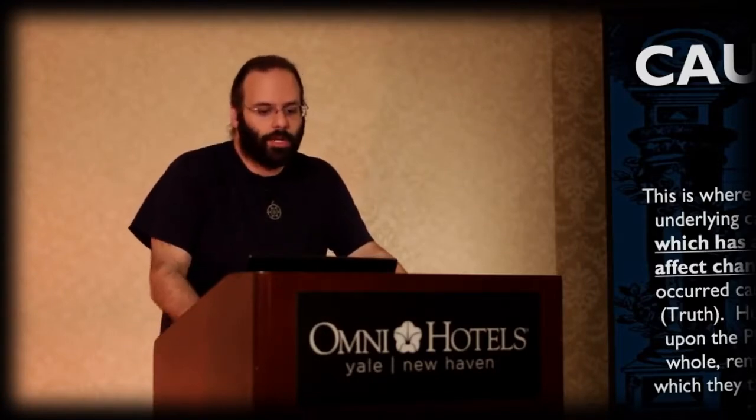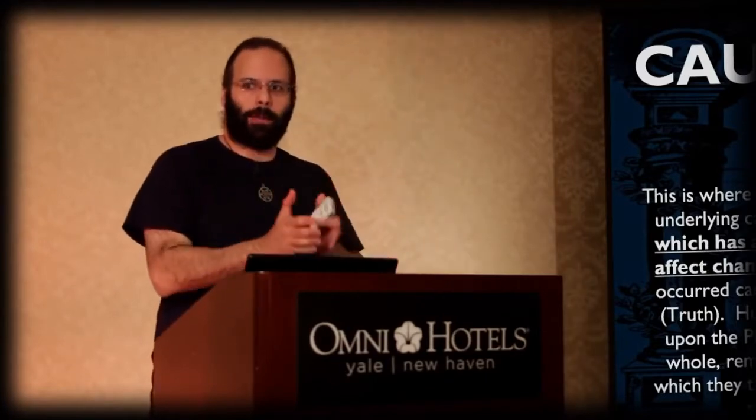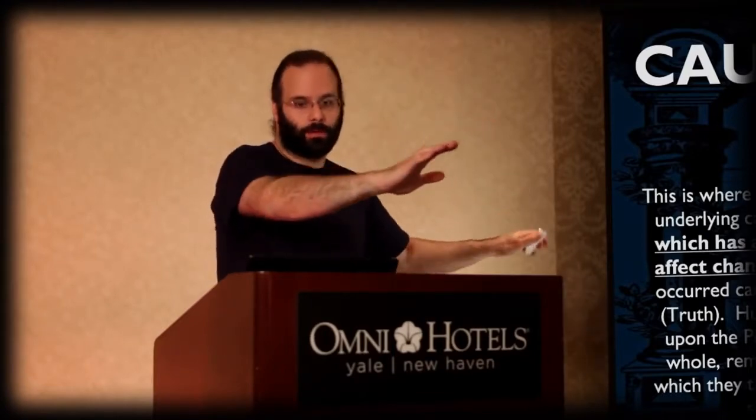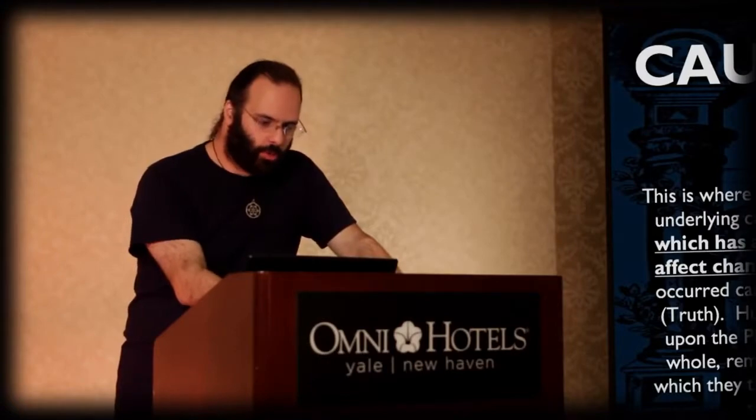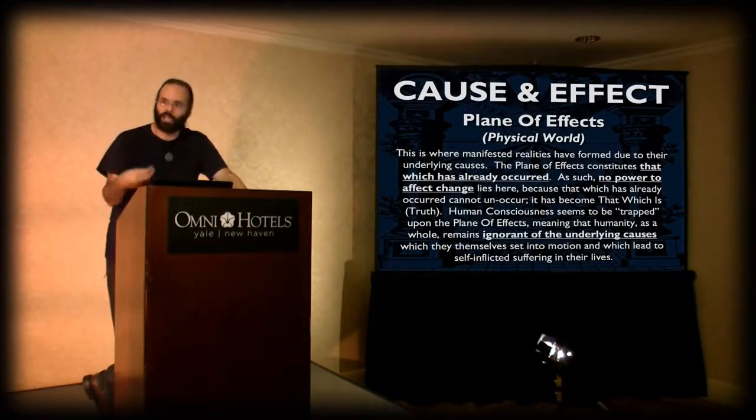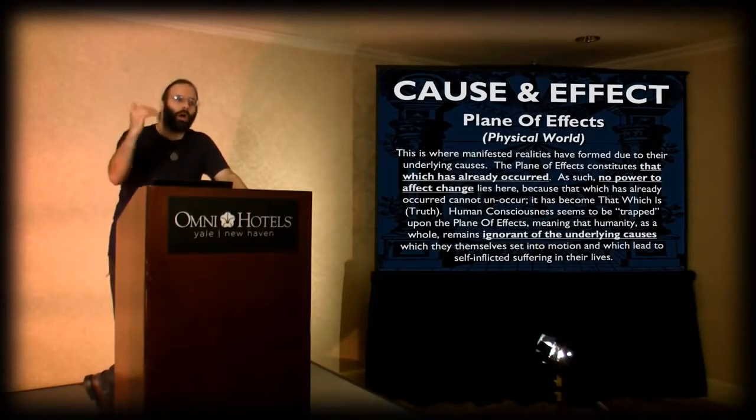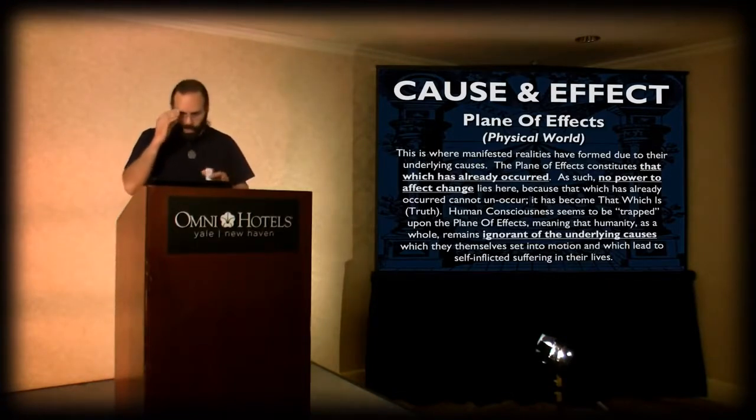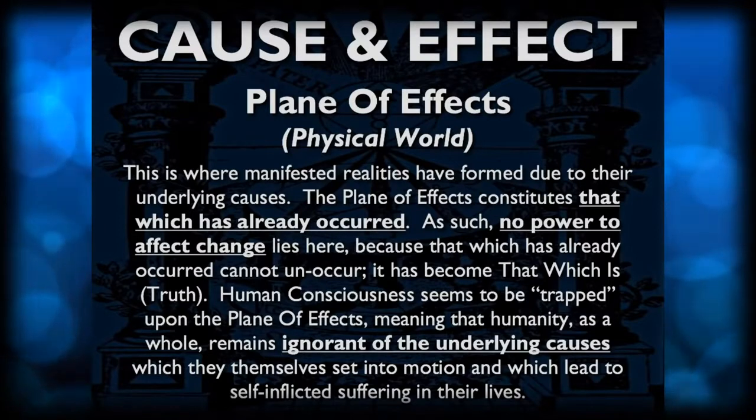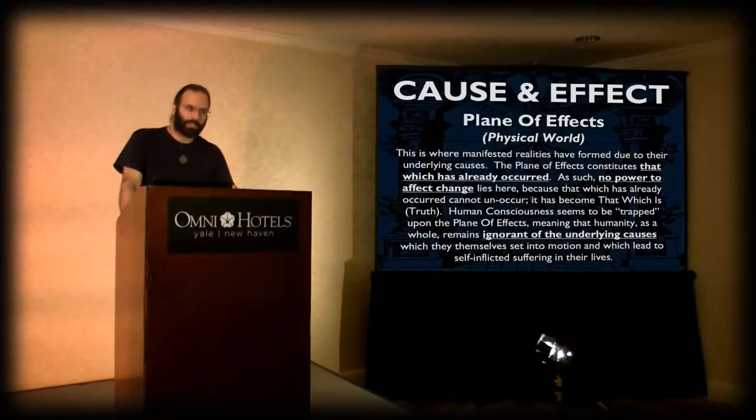You can't change the past. So the physical world that is manifested up to this point happened because of things that occurred in the past. The causes happened in the past. Nothing you can do about that right now. Okay? The plane of effects, or the physical world, is where manifested realities have already occurred, have already taken shape, have already formed due to their underlying causal factors. The plane of effects constitutes that which has already occurred. As such, no power to affect change lies here because that which has already occurred cannot unoccur. That which has occurred can't undo itself. It happened. It's already done. It has become that which is, or truth.